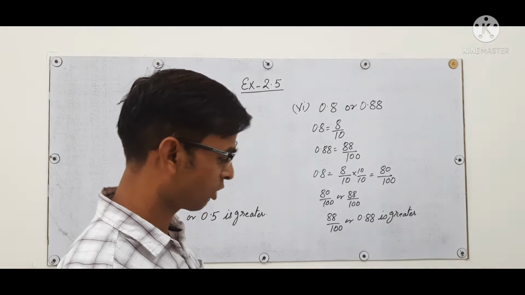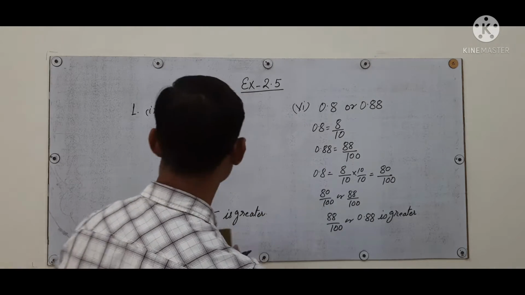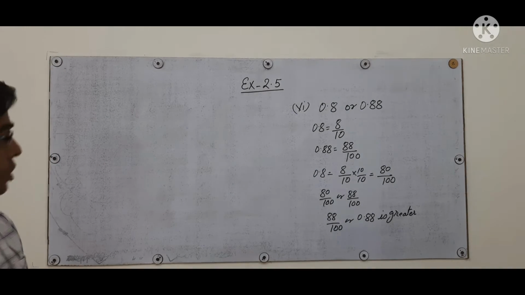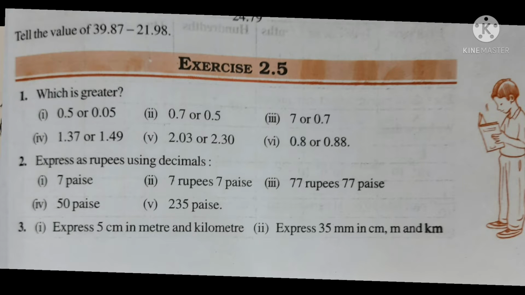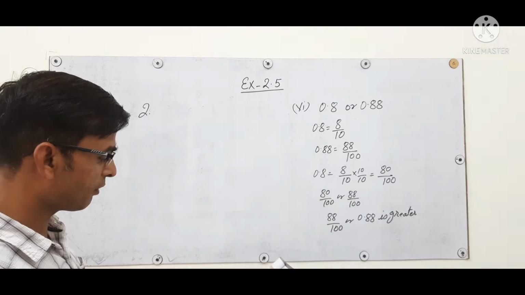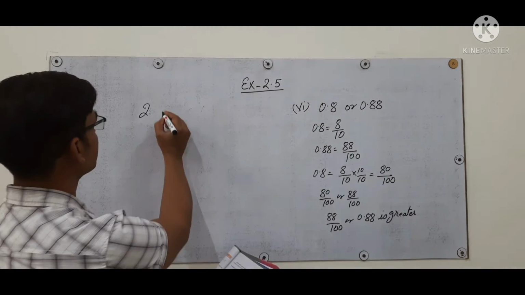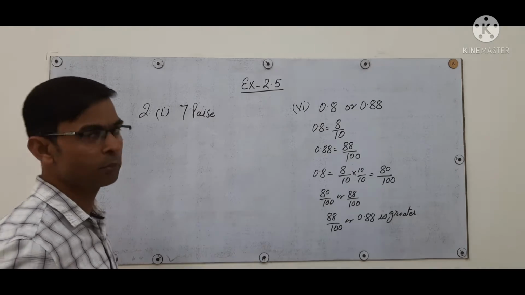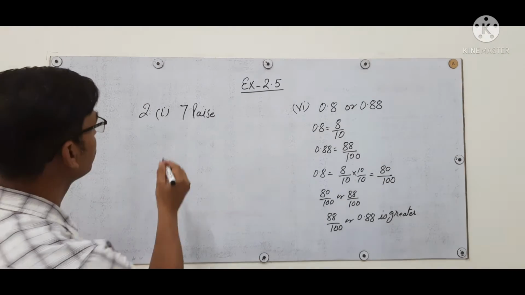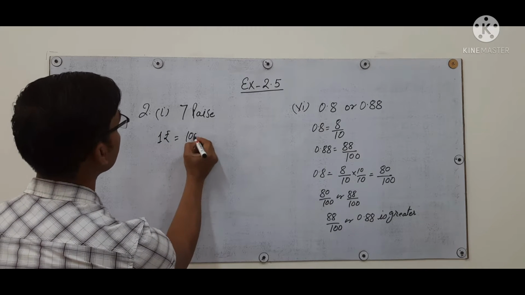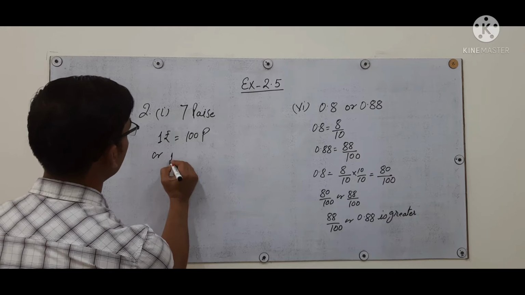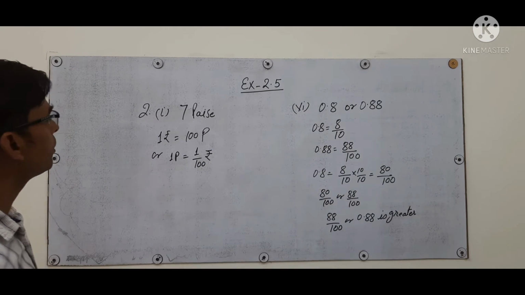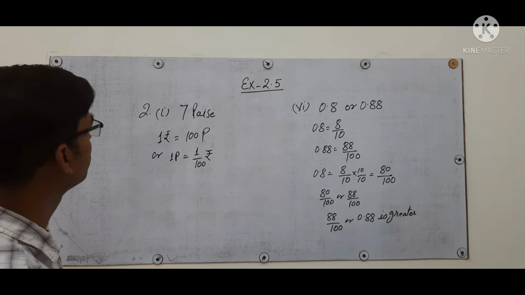Okay students, now we will proceed to solve question number 2 of exercise 2.5. So I am just writing it here. So question number 2 is express as rupees using decimals. So we have to just express in rupees using decimals. So its first part here is given as 7 paise. Okay, so we have to convert paise into rupees. So we all know that 1 rupee is equal to 100 paise, or we can write it as 1 paise is equal to 1 upon 100 rupee. Okay, so by using this method we can now solve it.